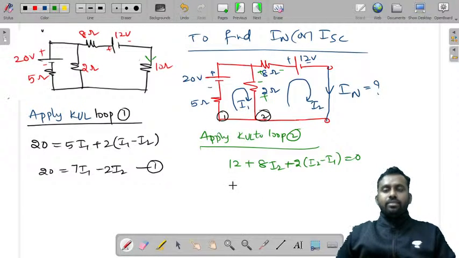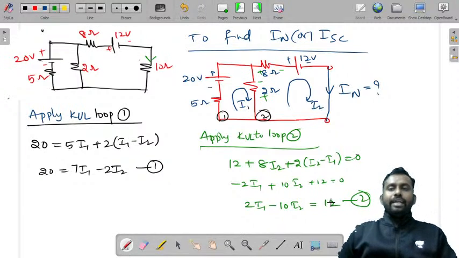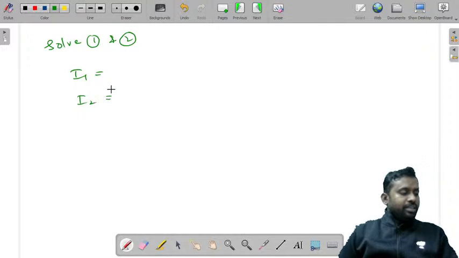From this you can write minus 2I1 plus 2I2 plus 8I2, 10I2 plus 12 is equal to 0, or you can write 2I1 minus 10I2 is equal to 12. This is the second equation. Now if you solve 1 and 2, you can find the I2 value. So solve 1 and 2, you will get I1 is equal to minus 0.67 amperes and I2 as minus 0.67 amperes.